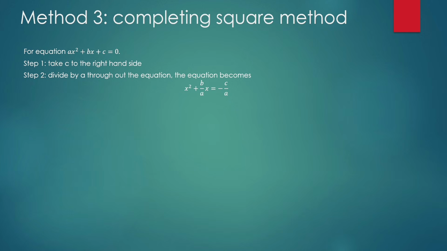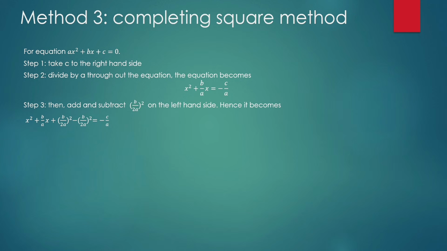Step 2, divide through by a. I think you can see a is the coefficient of x squared. Then if you divide it throughout, you'll be getting x squared plus b over a x, then it's equal to minus c out of a. So step 3, then add and subtract the square of b out of 2a on the left hand side.